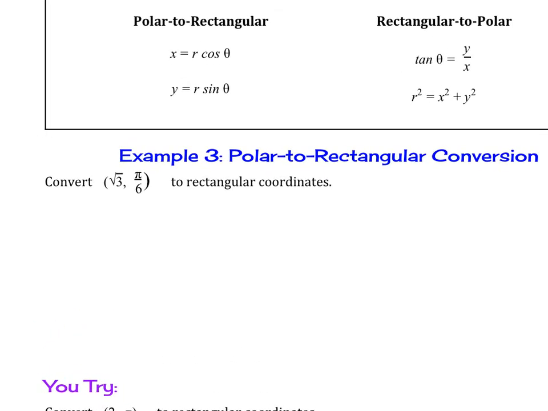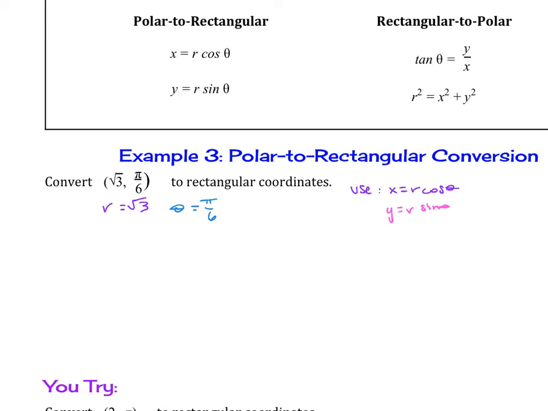Convert (root 3, pi over 6) to rectangular coordinates. So this is polar: r is root 3, and theta is pi over 6. We want to go from polar to rectangular, so we're going to use x equals r cosine theta and y equals r sine theta. We can plug these in to find our x and y.